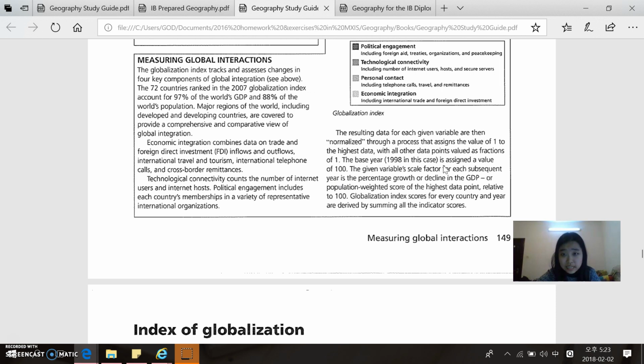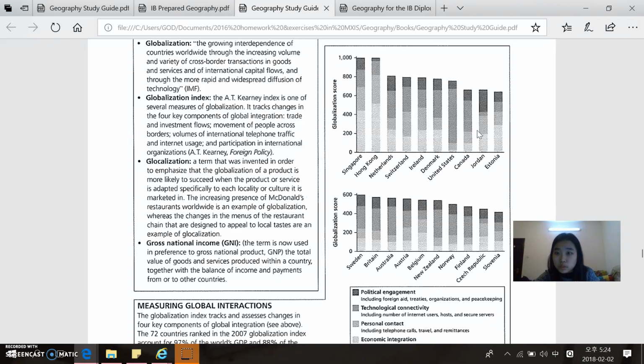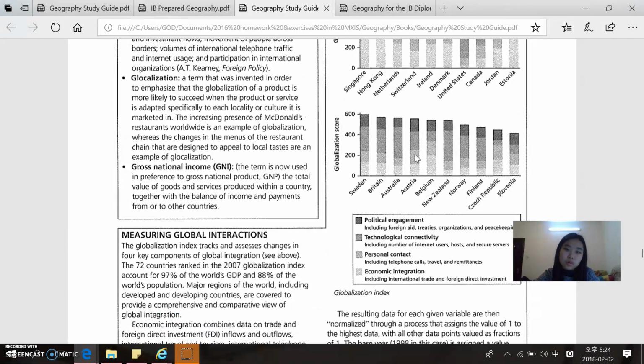Again, the base year 1998 in this case is assigned a value of 100. The given variable scale factor for each subsequent year is the percentage growth or decline in the GDP, or population weighted score of the highest data point. So this scale factor, this 1, always changes. It's not always 1. It is determined by a lot of changes, like decline in GDP or percentage growth, and population, relative to 100. Globalization index scores for every country and year are derived by summing all indicator scores. In this case, you can see the globalization score from Singapore to Australia, and the scale for this is 1,000. So the others are all smaller than 1,000, and here are the globalization scores.